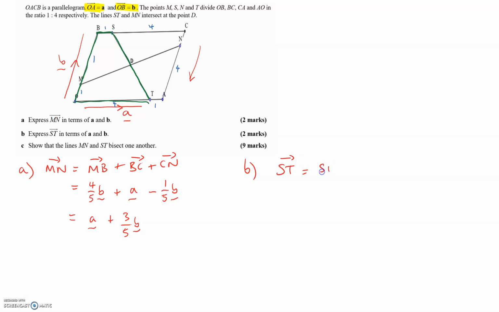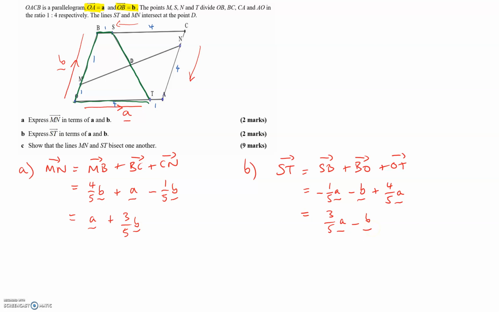Vector ST is SB, BO, OT. Vector SB is one part of the 5 going this way. Again, that's going in the opposite direction to A, but it's parallel to A, so it's minus 1/5 A. BO is the whole length of B, but going the opposite way, so it's minus B. OT is 4 out of the 5 parts from O to A, so it's 4/5 of A. Simplify that, and you've got 3/5 A minus B.